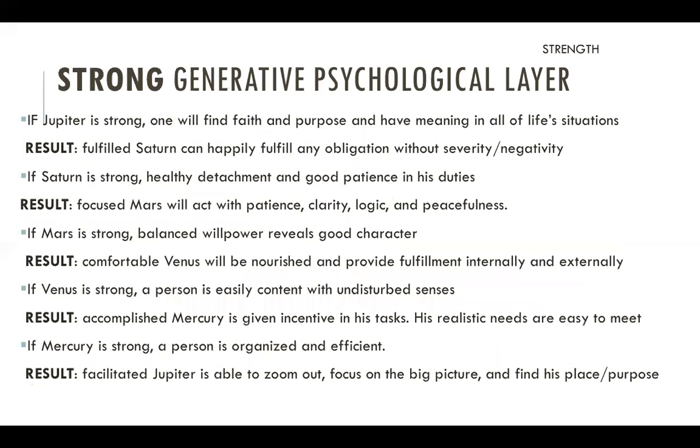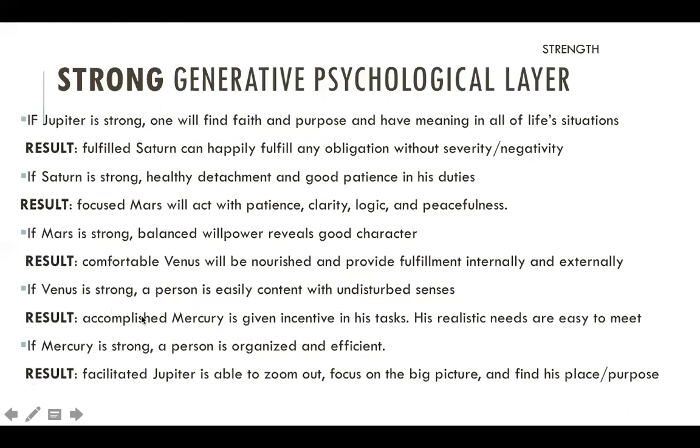So, what about the opposite? What if they're strong? Well, if Jupiter is strong and you have a good sense of purpose, then Saturn can fulfill his duties without negativity. If Saturn is strong and healthy and there's a good sense of detachment and patience, then Mars won't be so domineering and he'll act with patience, logic, and clarity, and he'll be peaceful. And if that peaceful Mars has good willpower and is developing good character, then that will create a comfortable Venus who is nourished and provided for, and she gets to enjoy all of her senses internally and externally because she's got a good sense of character and a good balance in the way she enjoys her senses. And because of that, she's easily content and her senses are undisturbed.